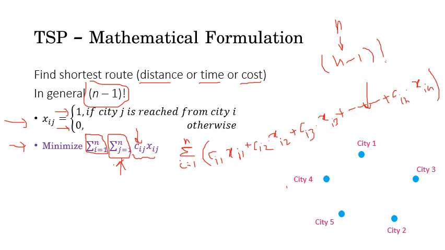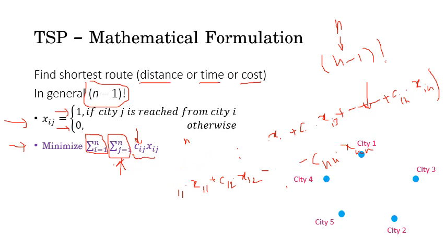Okay, and then if you expand the outer summation, then we will substitute the values of i. So C11 into x11 plus C12 into x12 and so on up to Cnn into xnn. Okay, so this is how this objective function expands to. Okay, so let me erase this.